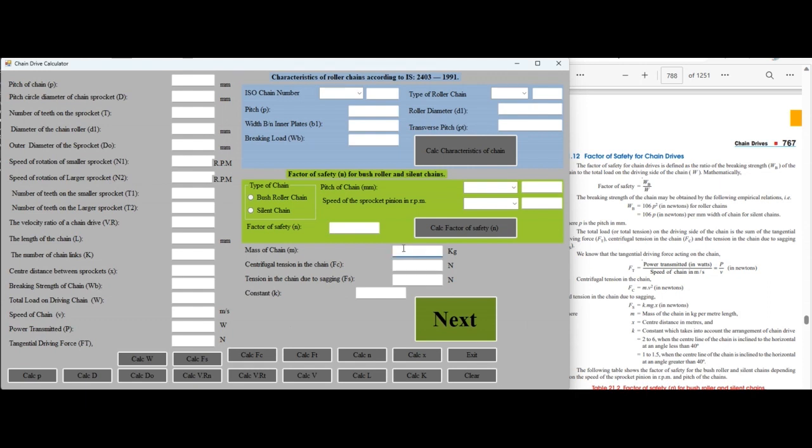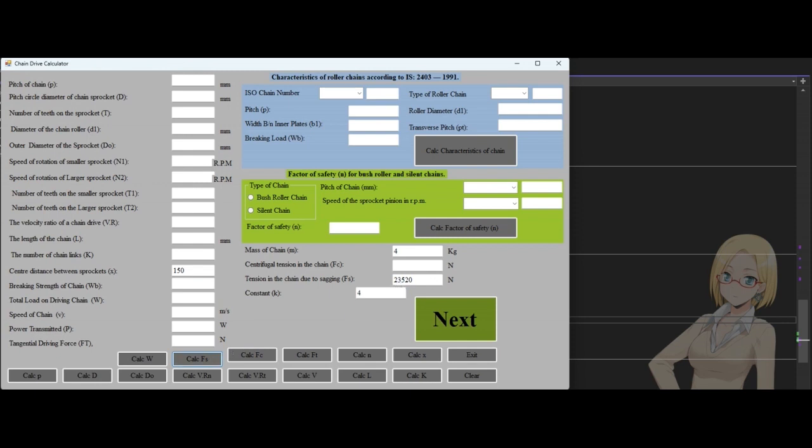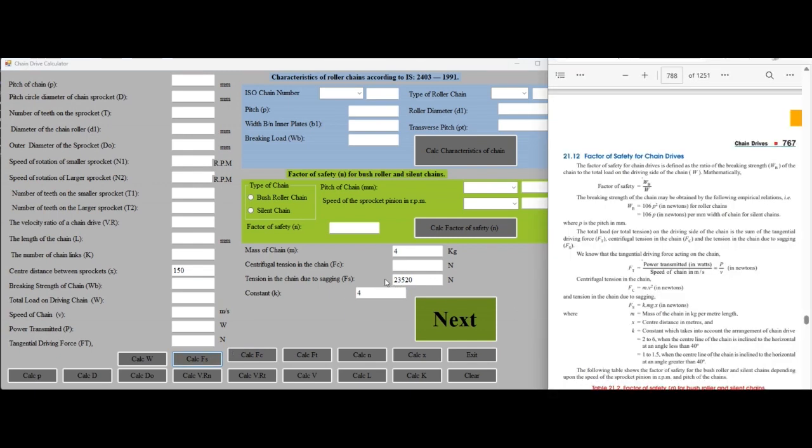For example, mg is equal to 4 kilogram per unit meter, and for the value of K, let's enter 4. The other one is x, the value of x for this interval, which is 150 millimeter. And calculate FS. Yes, the problem is solved, so we can calculate the tension on the sagging side as follows. And after here, we can calculate W. As we said earlier, W is the total load on the driving chain.